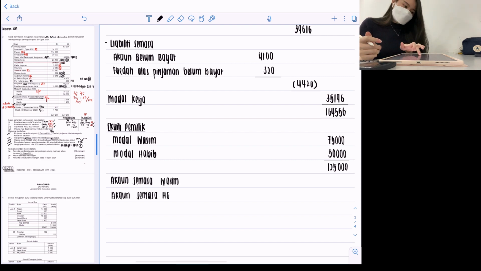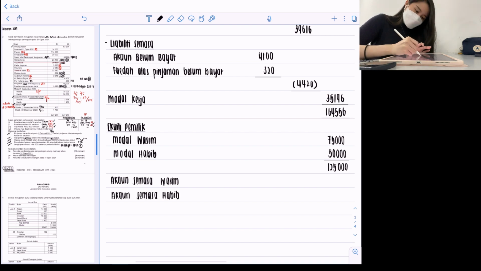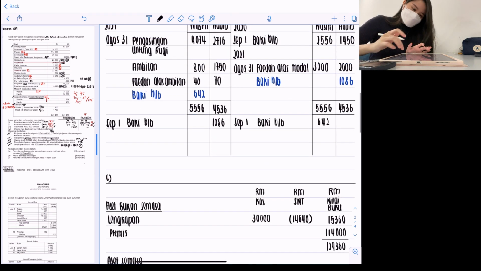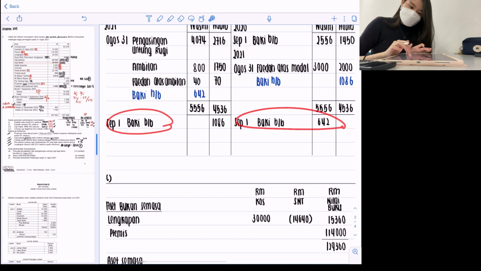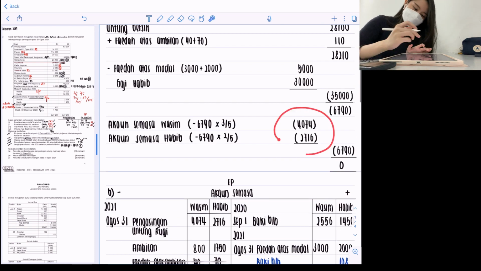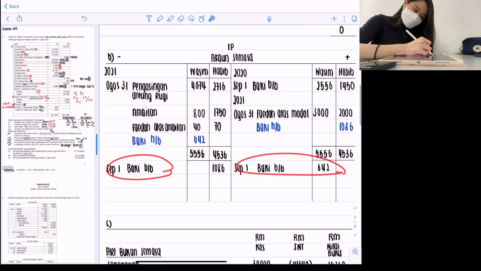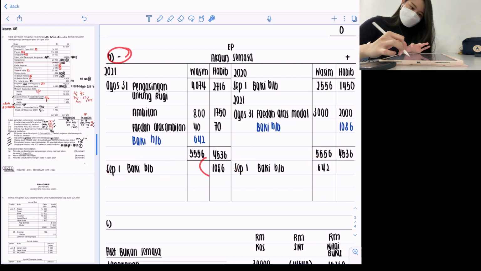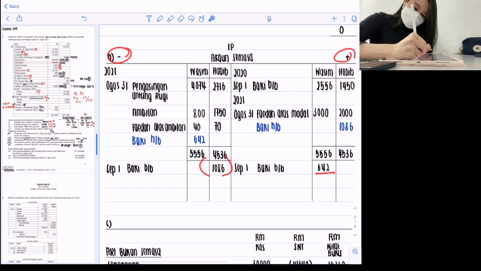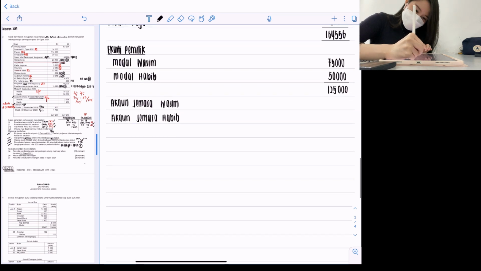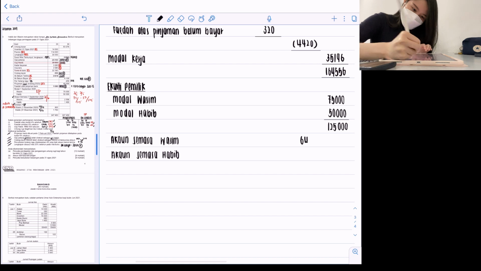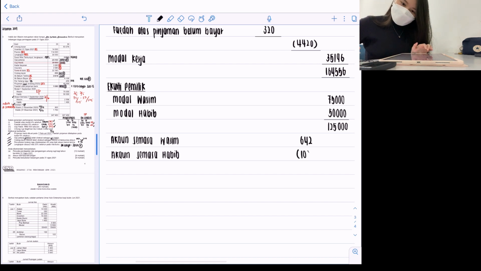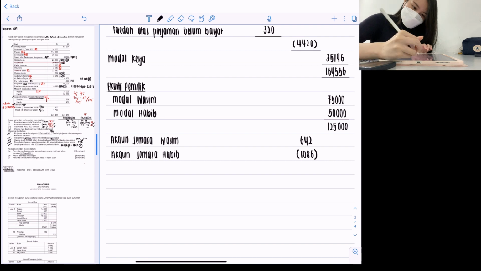This one comes from your ledger. Okay, now a lot of students will go ahead and take this. Yeah, this is wrong. Don't take from here. We wanted the one in account semasa. So Habib is on the negative side, means you're gonna write it as bracket, yeah. And Wasim is positive, so we're gonna just put 642. 642 and negative 1086. Yeah, so we're gonna combine it first, which you will get a 444 here.